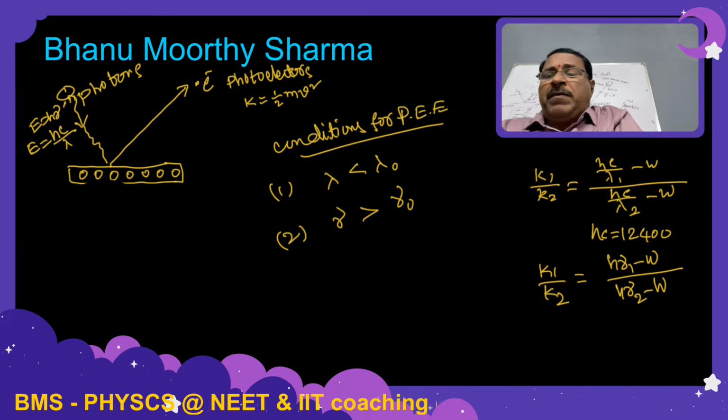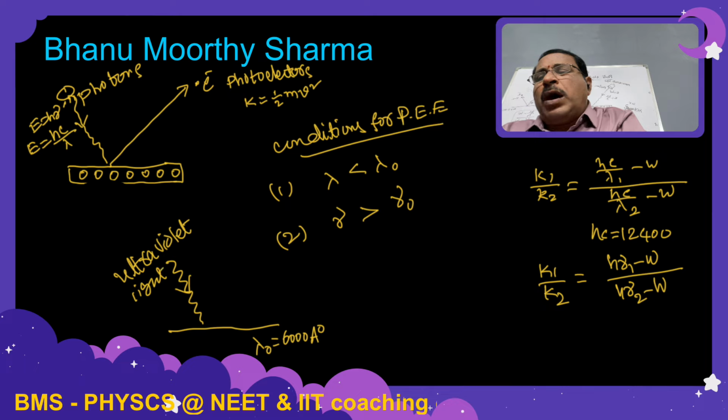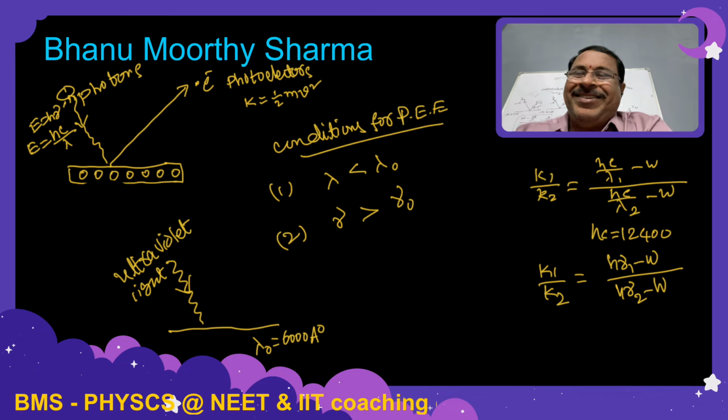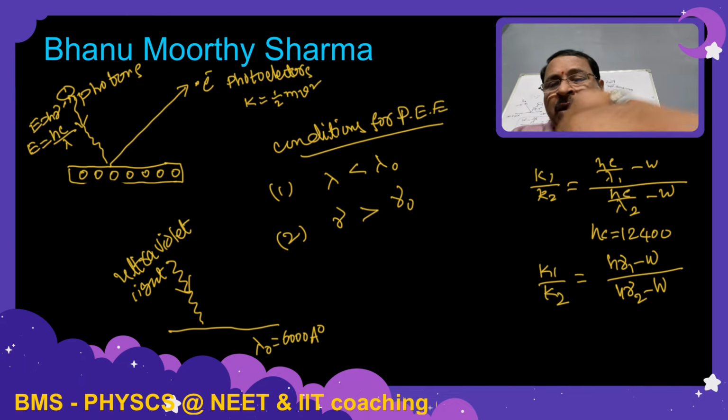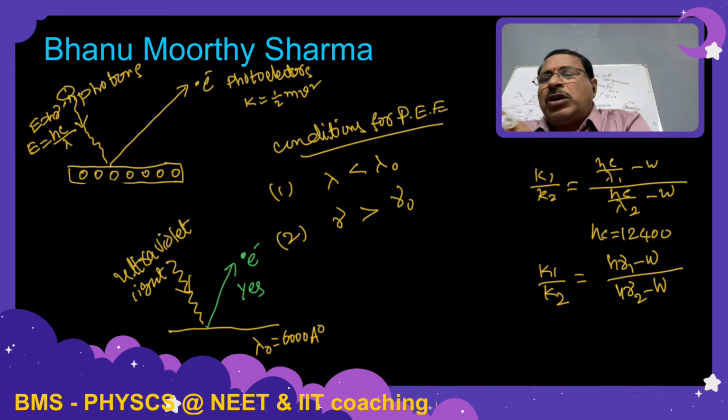Now, one example I am giving. On a metal surface whose threshold wavelength is 6000 angstrom, ultraviolet light is allowed to fall. Does photoelectrons emit from the surface? That is the question. Or does photoelectric effect occur? Then I am telling the answer now. Photoelectrons, of course, will be emitted in this case. Yes, photoelectrons will be emitted.